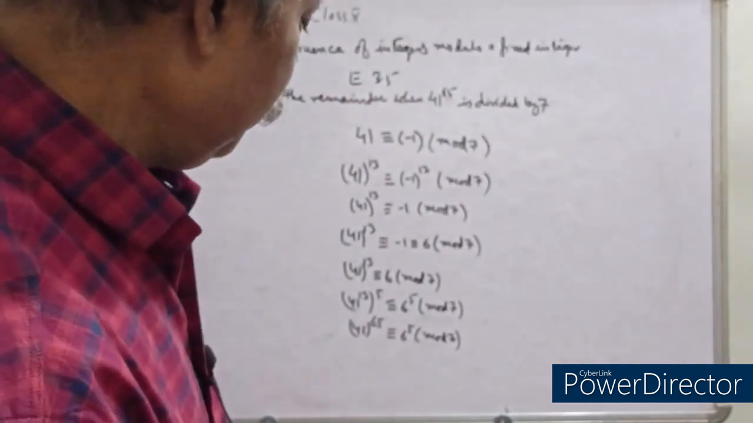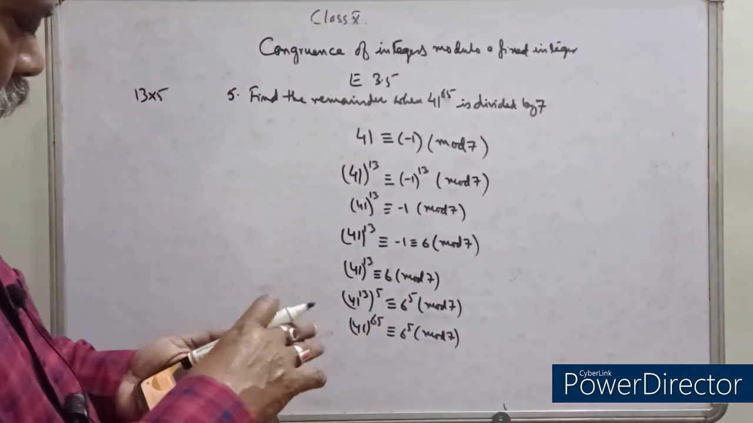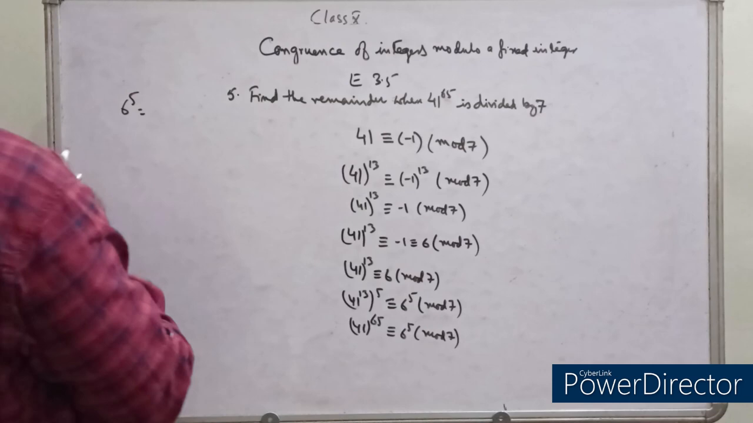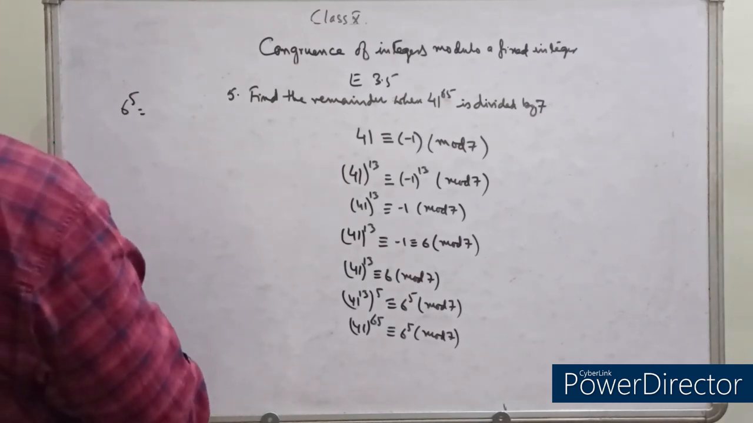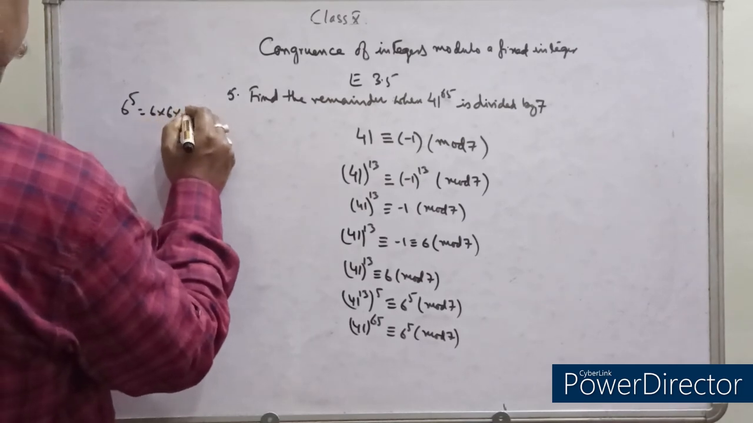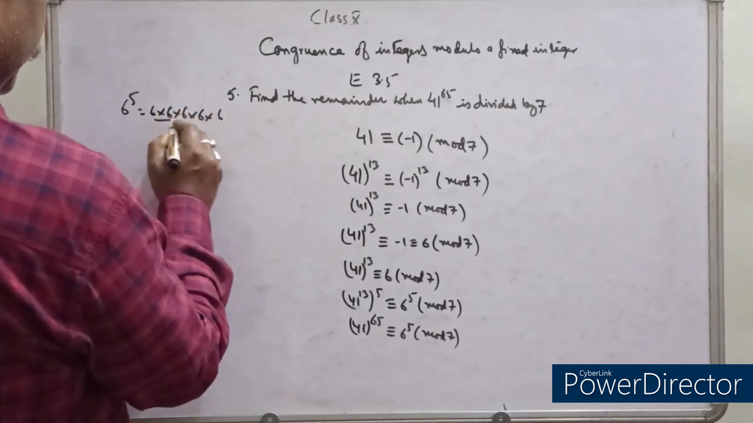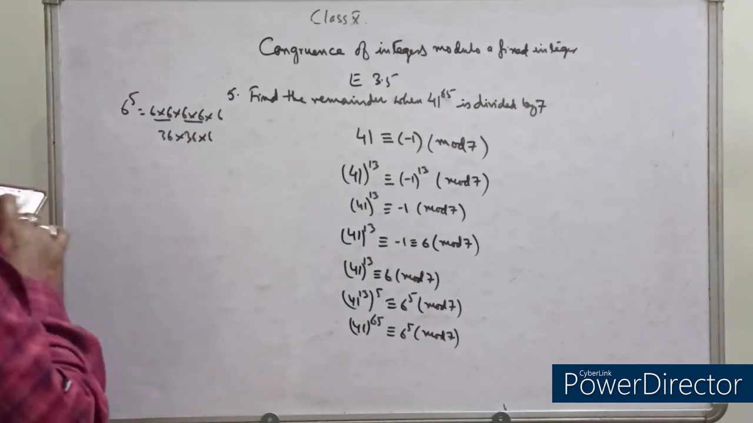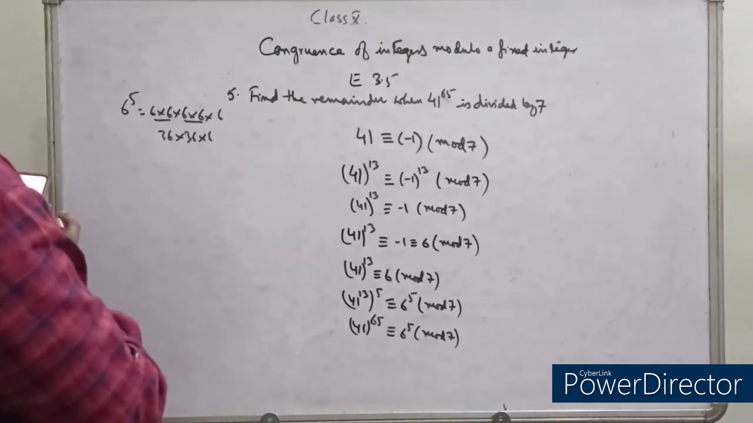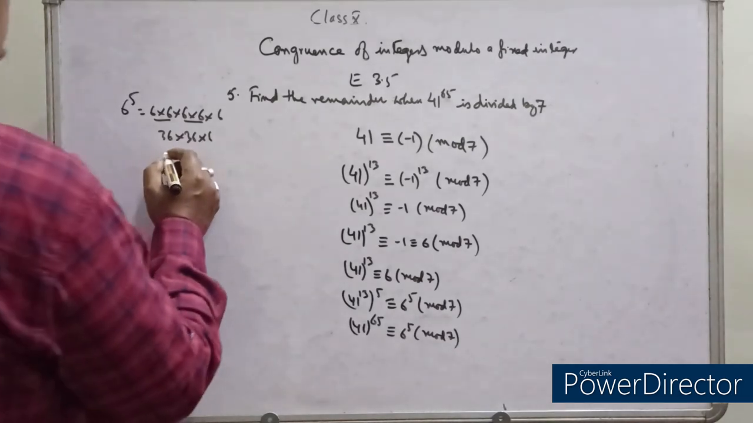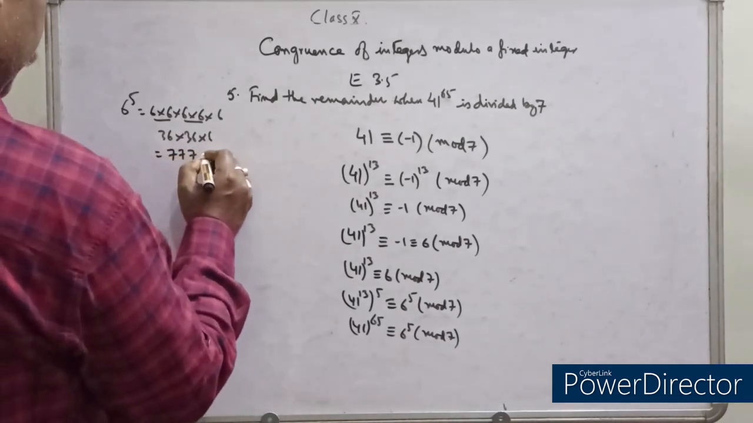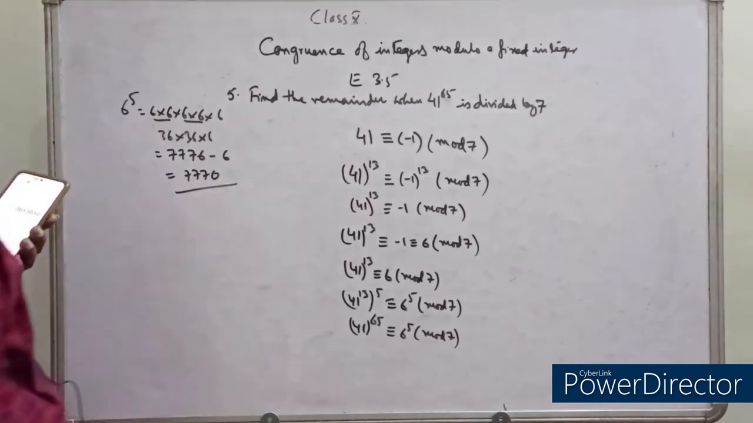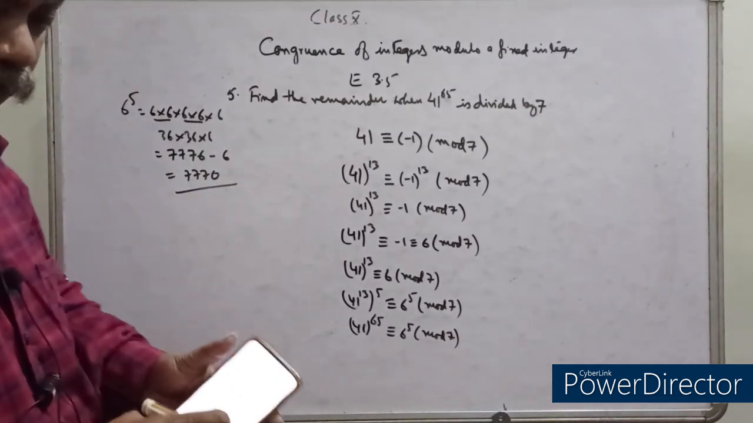So let me first fix the value of 6 to the power of 5 with the help of a calculator. So 6 to the power of 5 is 6 into 6, 36, 36 into 36 into 6. So this comes out to be 7776. And if you subtract 6, this is 7770. It is divisible by 7. So the problem is solved.